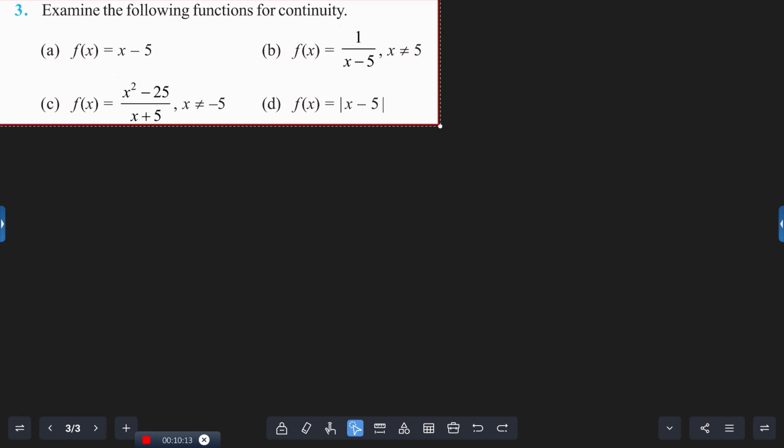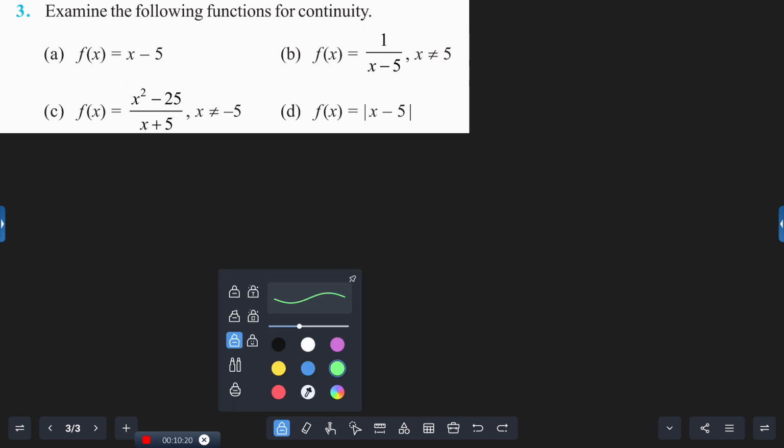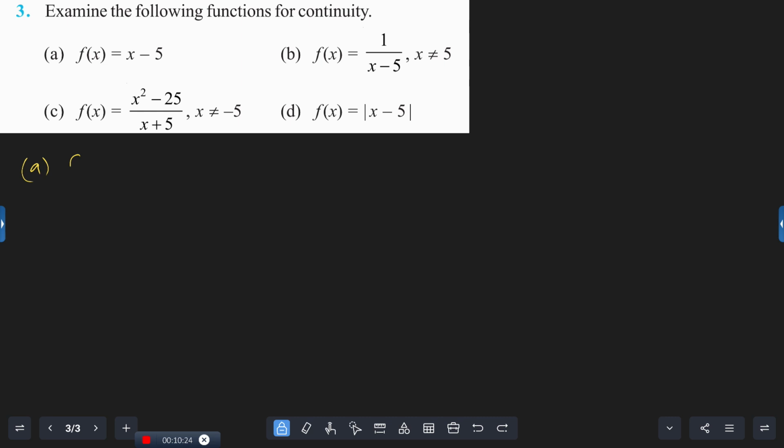So examine the following functions for continuity. They asked us to check continuity. Question number 1. f of x is equal to x minus 5. Have you noticed what is not given here?